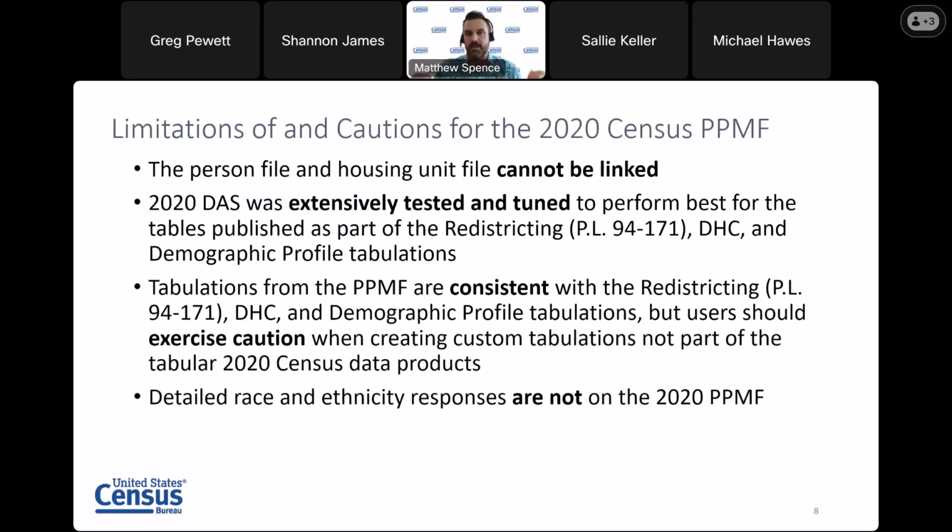So we've been talking about the PPMF as very useful for doing your own analysis, custom tabulations, regression analysis, things like that. But what are some cautions? What are some potential limitations? Well, one thing I've mentioned already is that there's a housing unit file and a person file. These two had noise infused individually, and they were post-processed separately. Now, because of that, those two files cannot be linked.